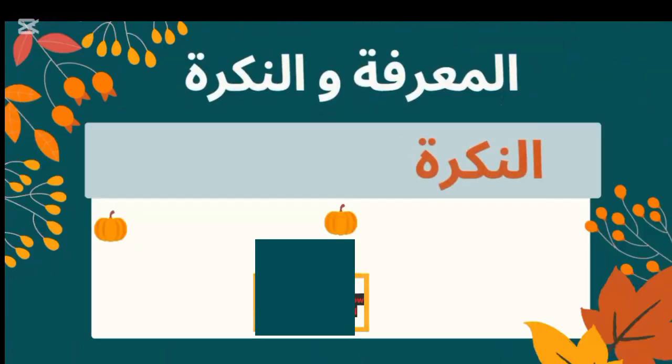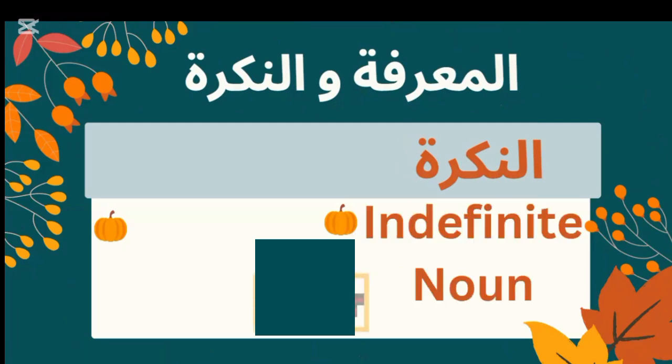An-Nakira. What is a Nakira? Nakira is the indefinite noun. Indefinite noun means that it is general or unspecified things. We don't know which thing we are talking about. It is not specified. So when there is any unspecified thing, we use nakira.